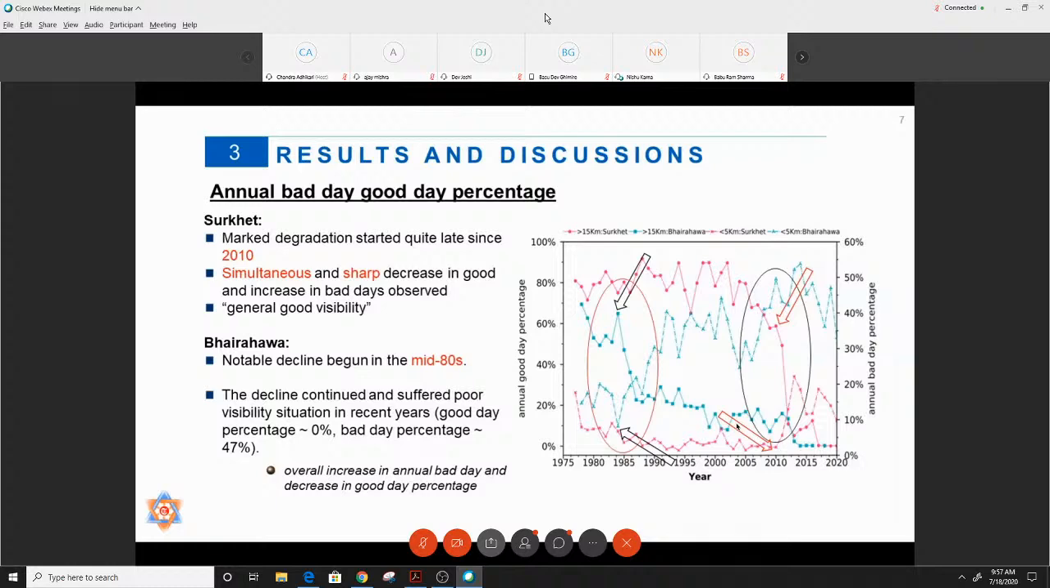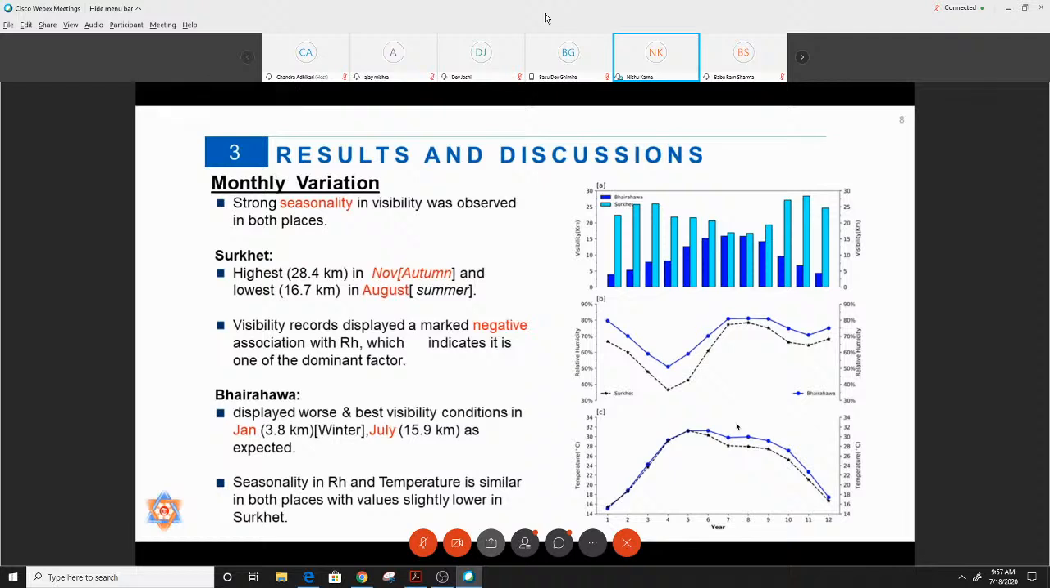Here you can see notable monthly and seasonal variation of visibility and other met factors, humidity and temperature, in both places. Monthly visibility in the two places shows quite an opposite tendency. Surkhet shows highest visibility in November and the lowest in August, whereas Bhairava shows highest in July and lowest in Jan.